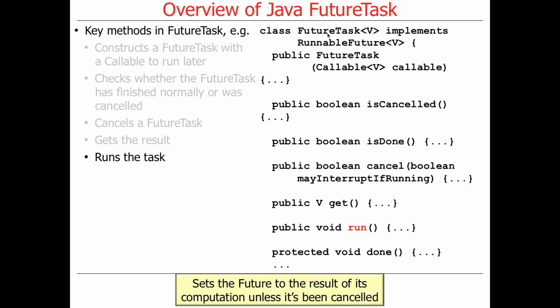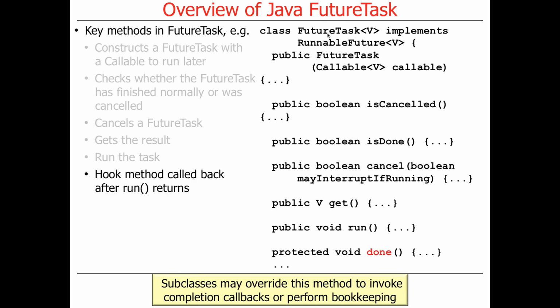The run method actually runs the task, and what this does is it goes ahead and calls the Callable, and then when it's done running the Callable, it takes the return value and sets that to be the result of the FutureTask unless it's been canceled. And then finally, there's this hook method called done, which is called back, and you can override this method to do whatever things you want to have happen when a FutureTask is finished. And we'll see how that gets used for other stuff in a minute. OK, so that's basically what a FutureTask is.